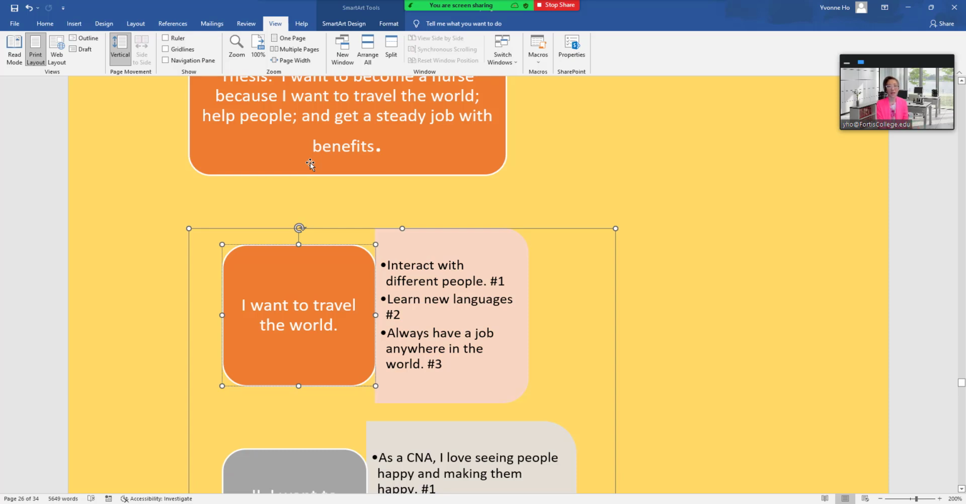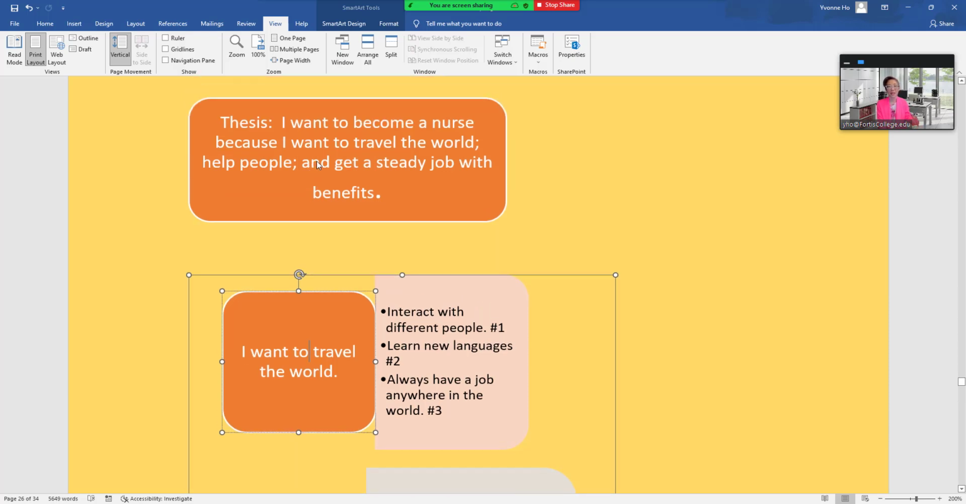And when we write an essay, basically we make a claim, okay? We make a claim, I want to become a nurse. Nursing is a great career, so that's a claim. And then your 3 reasons. Then you have to back it up. Whenever you make a claim, you have to back it up with reasons. That's an essay.